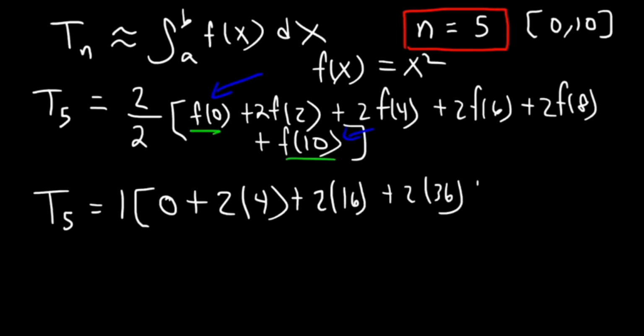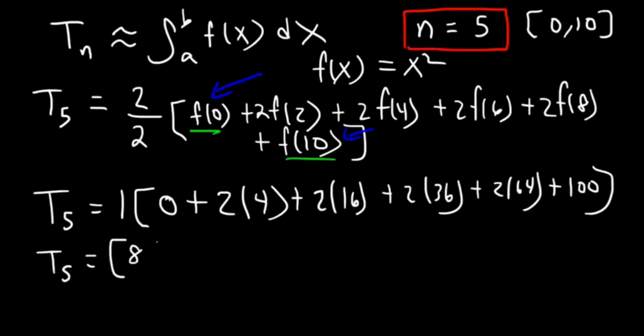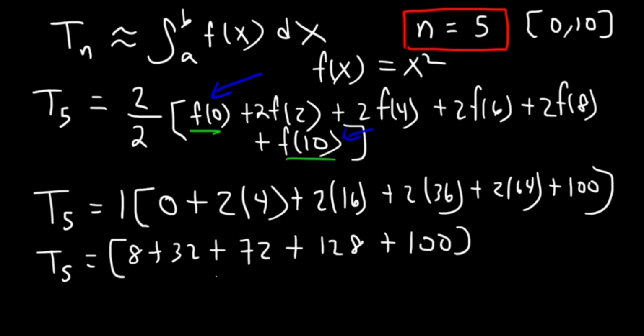So f of 0, that's going to be 0 squared. So that's 0, and then f of 2. 2 squared is 4. 4 squared is 16. 6 squared is 36. 8 squared is 64. And 10 squared is 100. And don't divide that by 2.